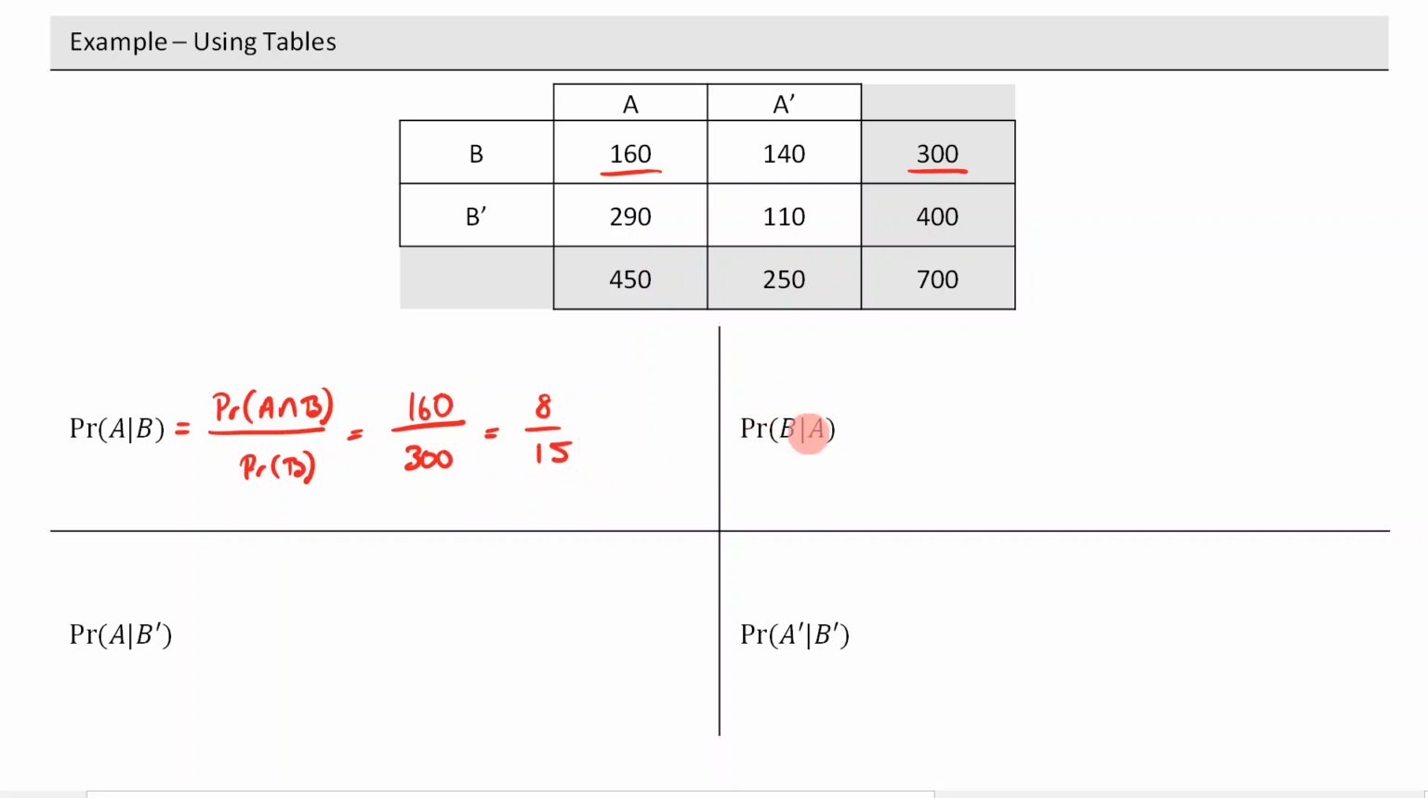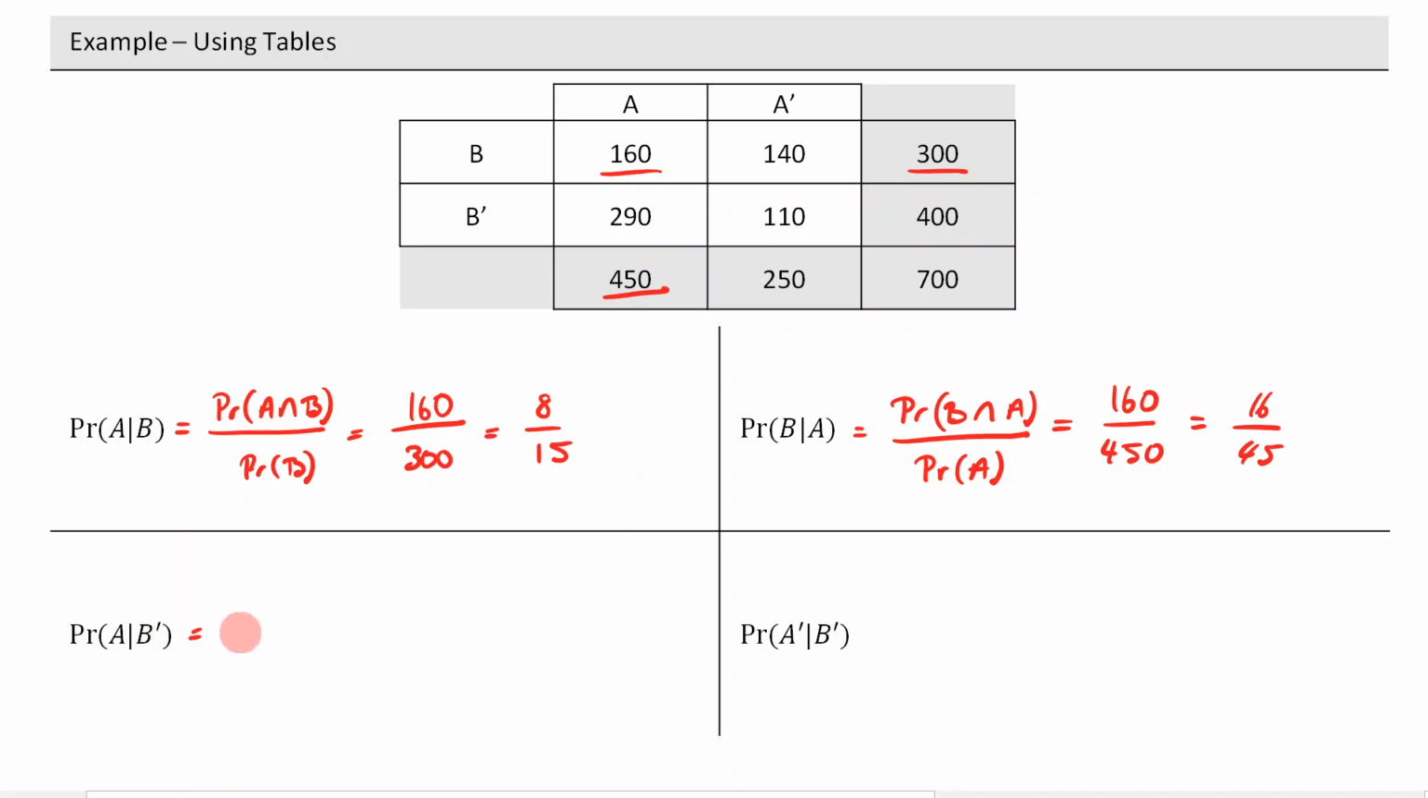This is the probability of B given A. As you can see, we've swapped those around. The numerator is going to be the same because the probability of B intersection A is the same as the probability of A intersection B. So in other words, it's just going to be 160 again. But now, because A is second, it's going to be the probability of A as our denominator. So we'll come here and read off 450. Now we would simplify this as 16 over 45. We'd come to our next one.